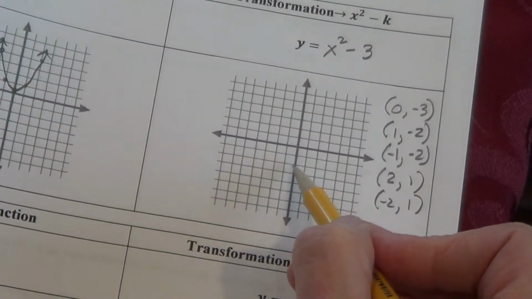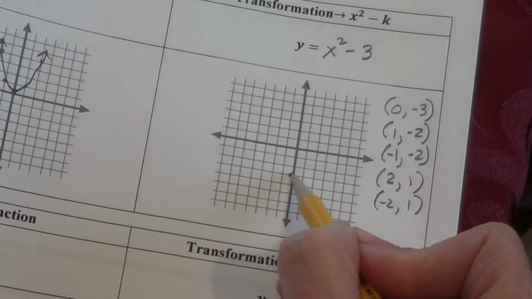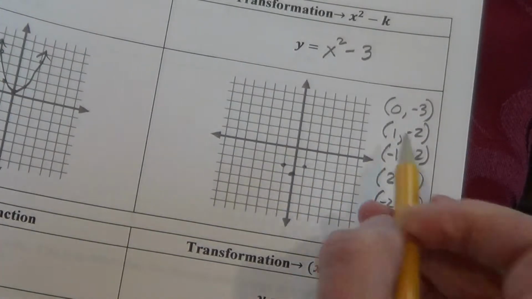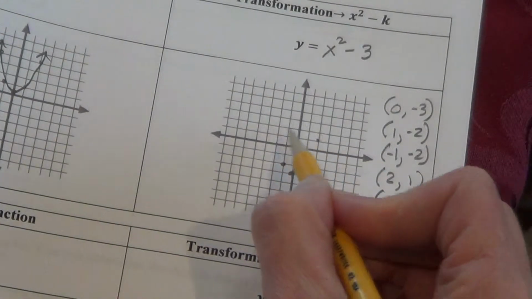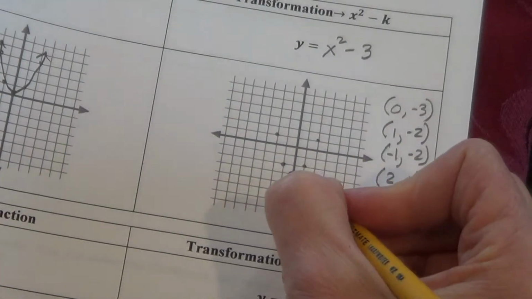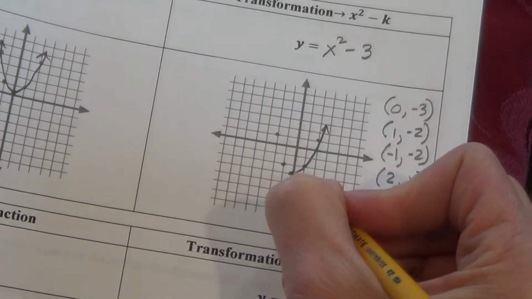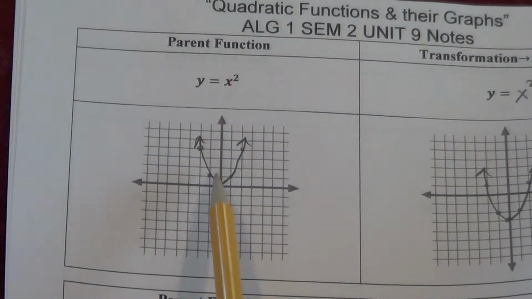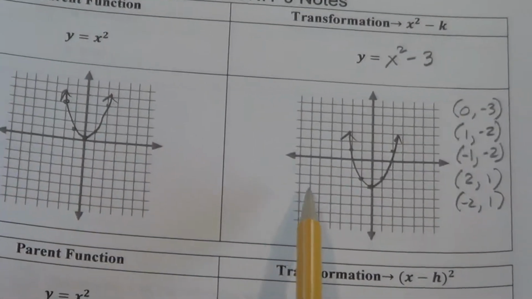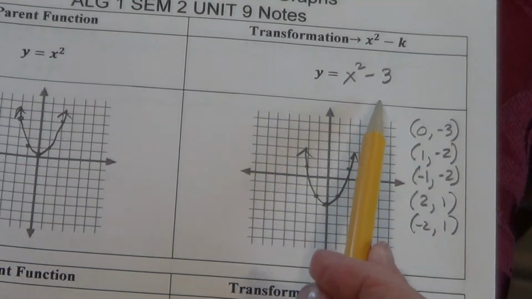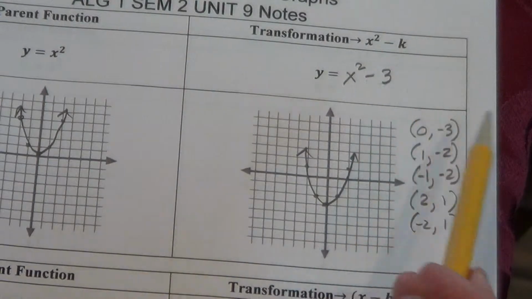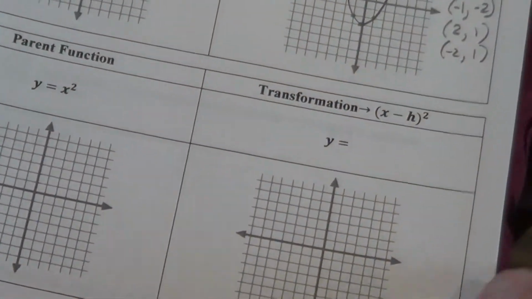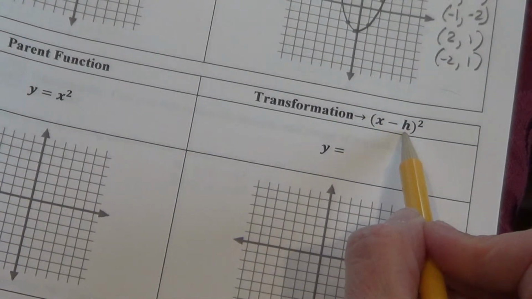So at 0, we're down at -3. At 1, it's -2. At -1, it's -2. At 2, it's 1. So what we notice happened with our parent graph, there's our vertex, and now it shifts down the number of k units that we went minus. So, kind of neat. Now we want to look at transformations if we have the value inside the parentheses.